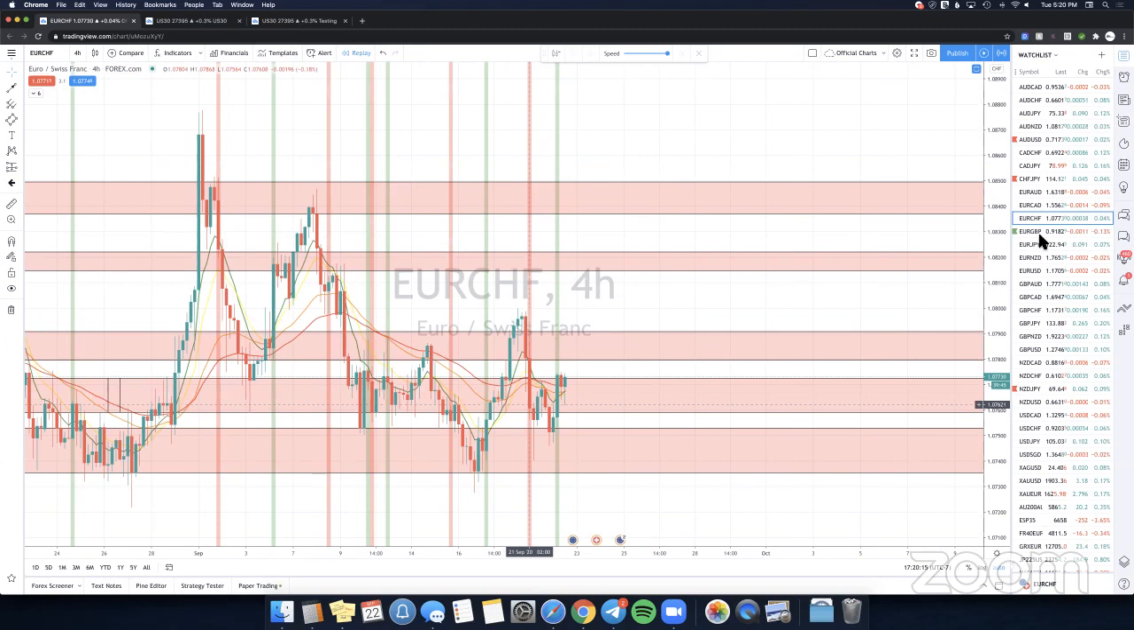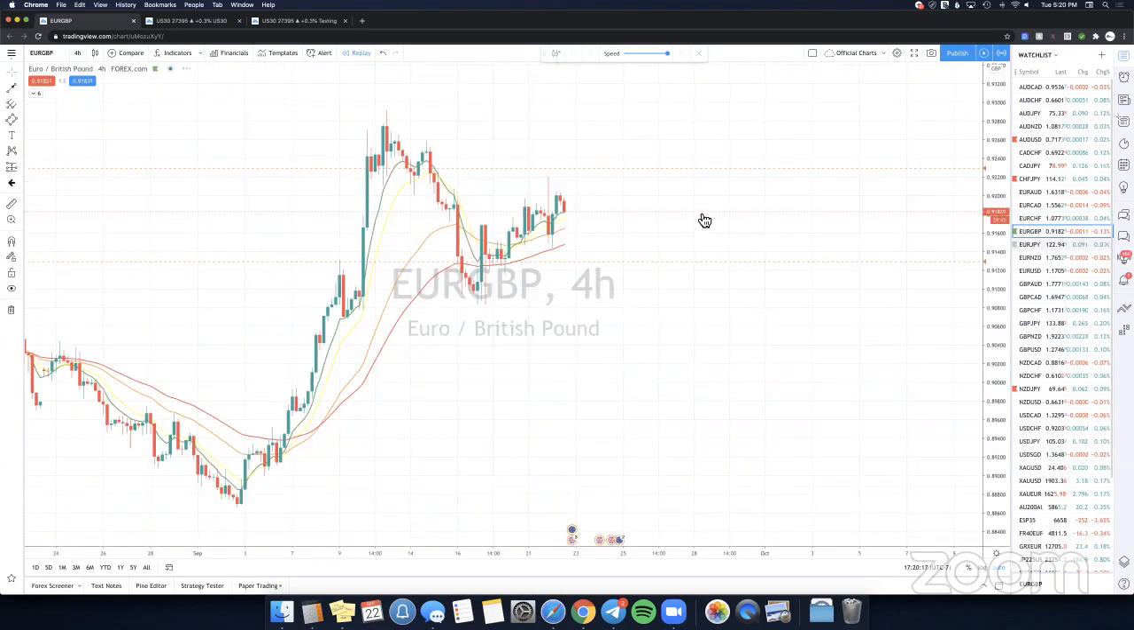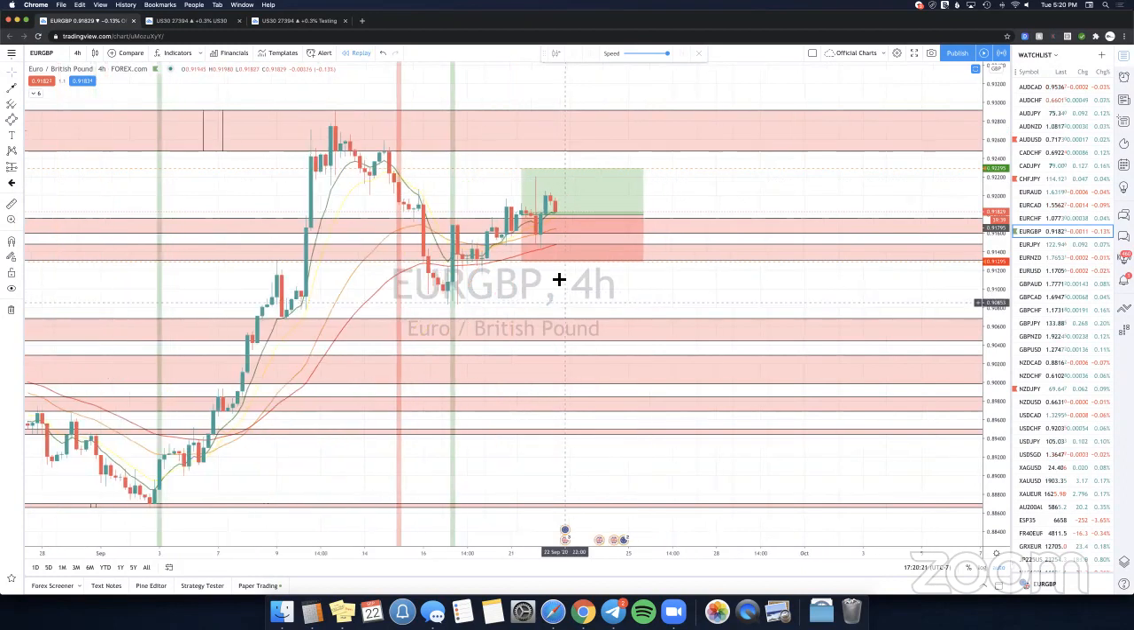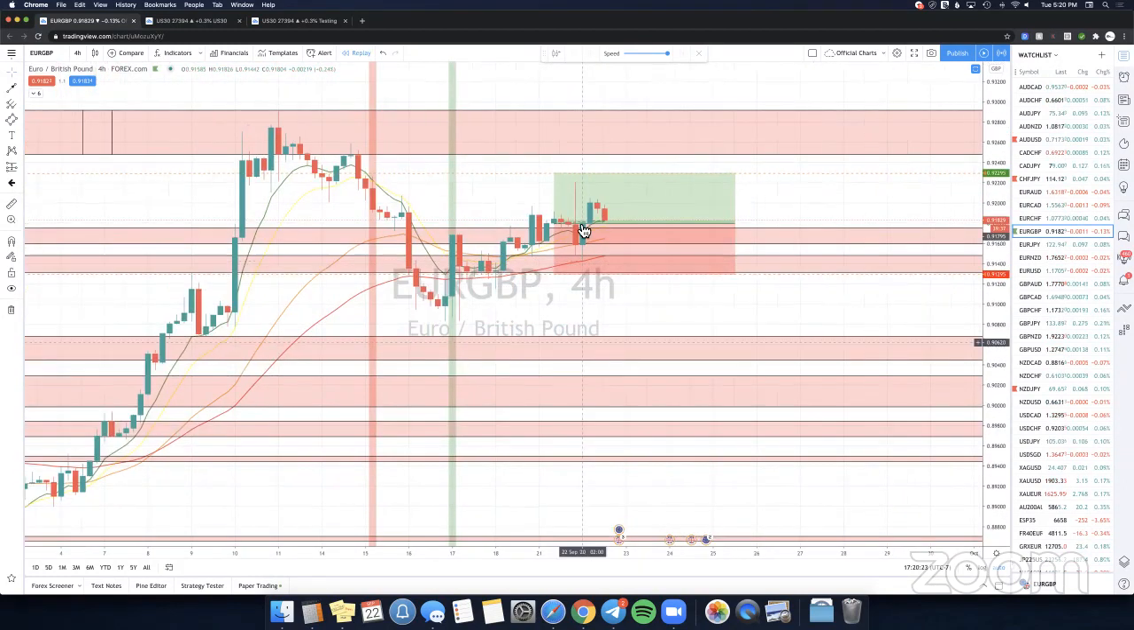Let's see, Euro CHF, nothing there. Euro GBP, this is coming up right here. It's kind of similar to what I was just talking about. Price came down to the pivots, and what's going to happen here is it's probably going to reject off it. And it has a double confirmation, because it has the confirmation of the pivot rejection right here, and then it'll have a rejection off the zone as well. So it really depends.